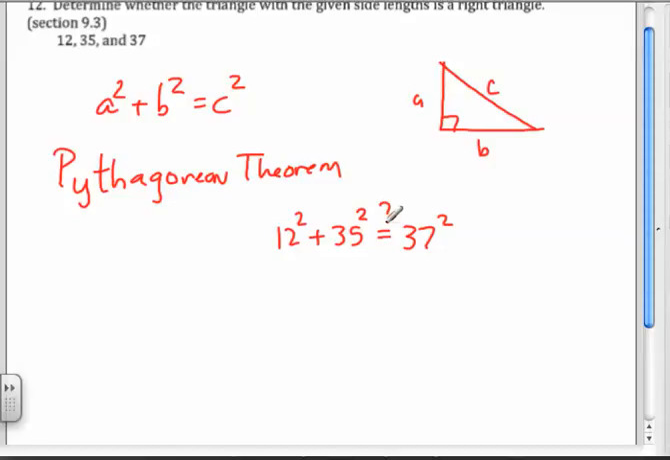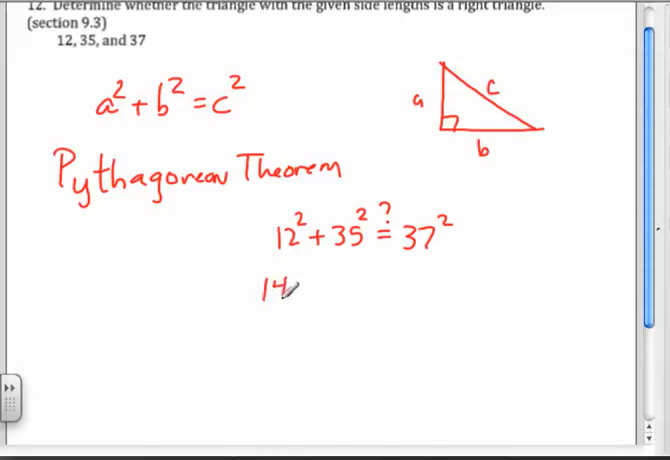Right? How do I know which one to put by itself? How do I know which one is C? Kai? This is the longest side. Exactly. In a right triangle, the hypotenuse is always the longest side. C is always the longest side. Okay, well, let's see if this works.